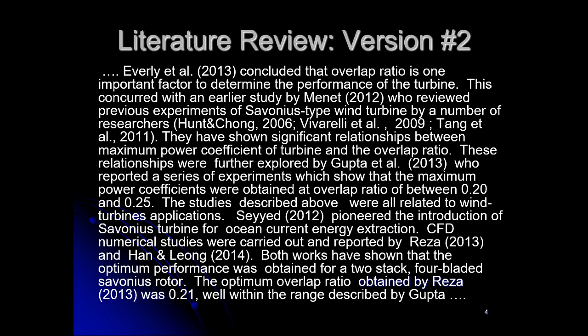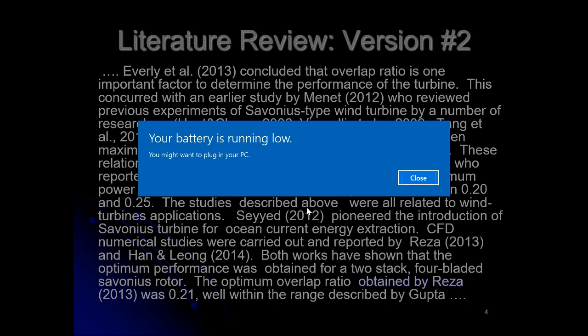Yeah. So after that he said that Syed pioneered the introduction of Savonius for ocean current energy extraction. The CFD numerical studies were carried out and reported by Reza and Han and Leong, and both showed. So he heard in this conversation that Reza and Han and Leong reported that the optimum performance was obtained for a two-stack four-bladed Savonius. The optimum overlap ratio obtained by Reza was 0.21, well within the range described by Gupta.